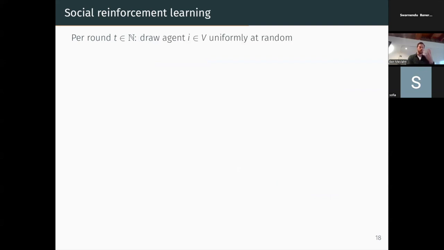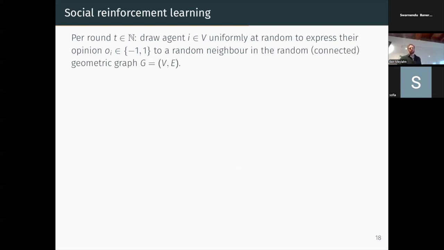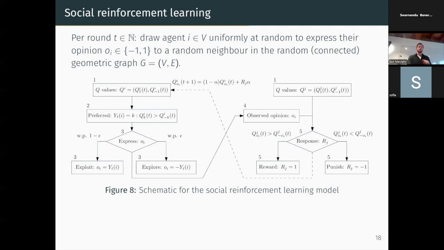So what happens in this model more precisely? Again, we draw a random agent from the vertex set uniformly at random. This agent expresses a binary opinion, -1 or 1, to one of their random neighbors in the graph. So that's always a discrete action like we saw previously, but how they do this is slightly different. Here we have a schematic. On the left, we show what the initial selected agent does, and on the right, we show what the responding agent does, the agent that observes the expressed opinion.